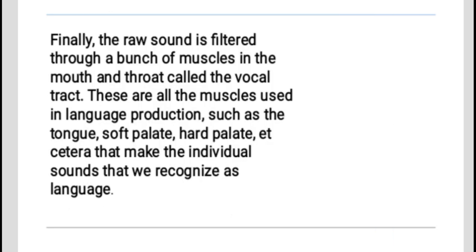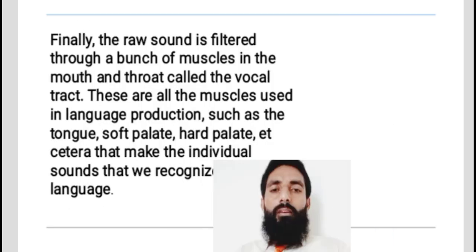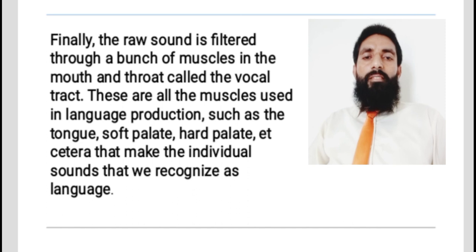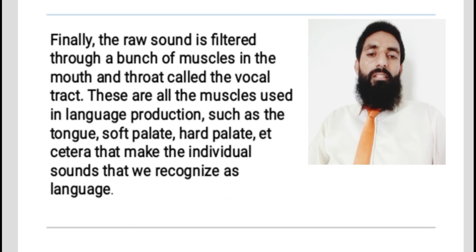In the next slide, finally, the raw sound is filtered through a bunch of muscles in the mouth and throat called the vocal tract. These are all the muscles used in language production, such as the tongue, soft palate, hard palate, etc., that make the individual sounds that we recognize as language.